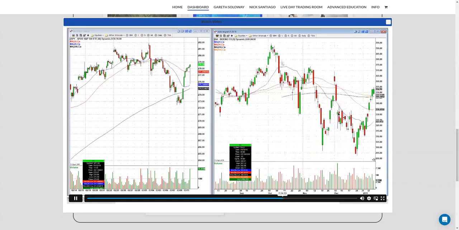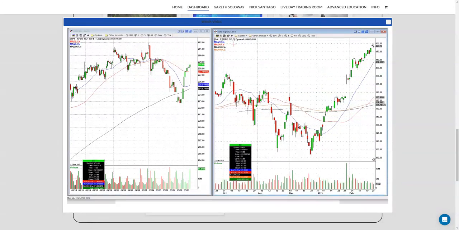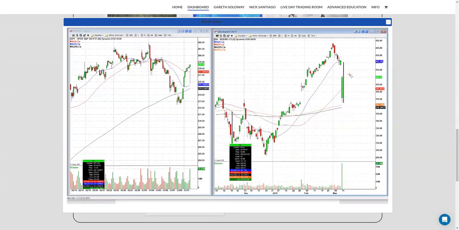I'm not even sure if this will work, but it's a little hard because Boeing's at a new all-time high, and that's the only time this technique will not really give you great results. But let's try it anyway. So I'm going to take this pivot low, and I'm going to draw it straight up into the 20-period moving average. I'm going to copy that line. Now look at that. Look where price went today.